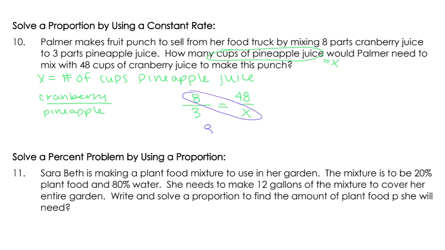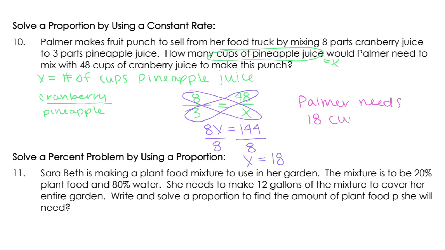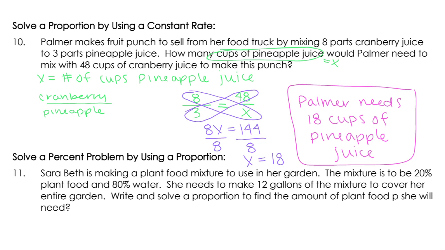So I have 8 times x would be 8x equals 3 times 48 would give me 144. Divide both sides by 8, and I get x equals 18. But then again, since this is a word problem, we have to answer in words. So Palmer needs 18 cups of pineapple juice. That would be our answer on that.